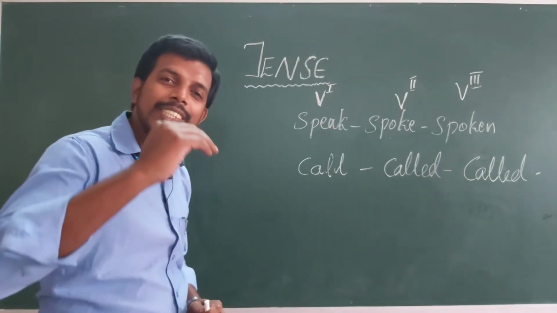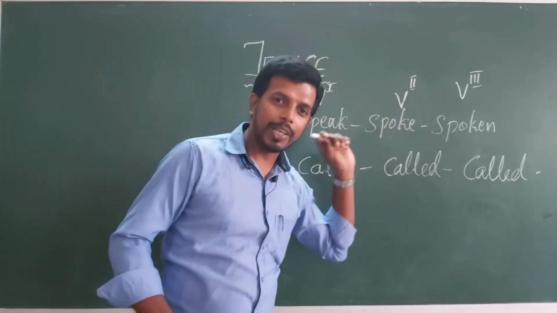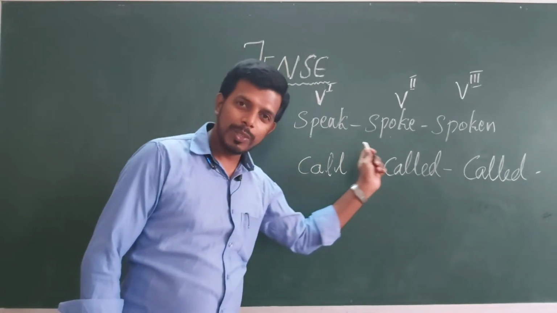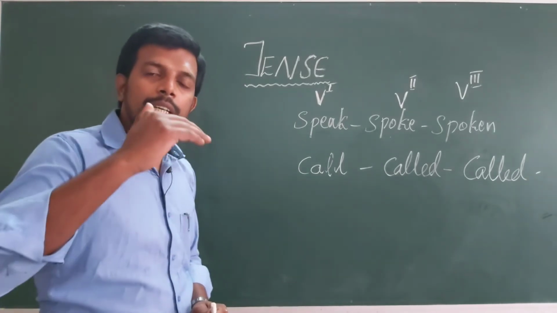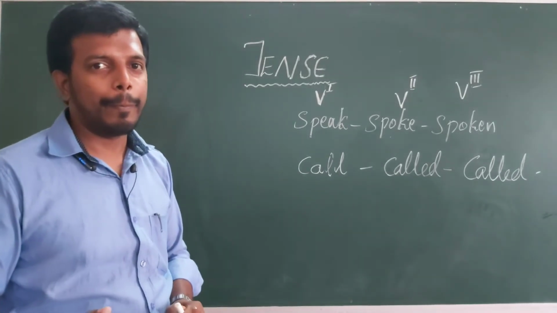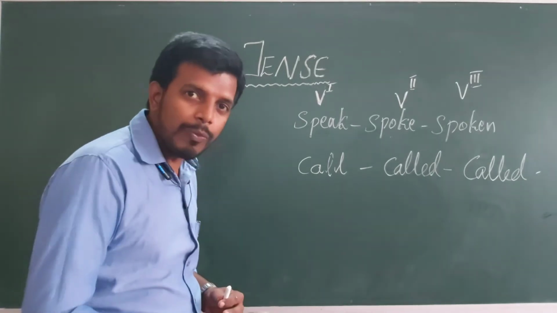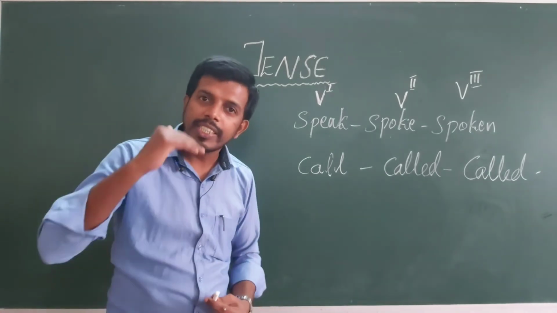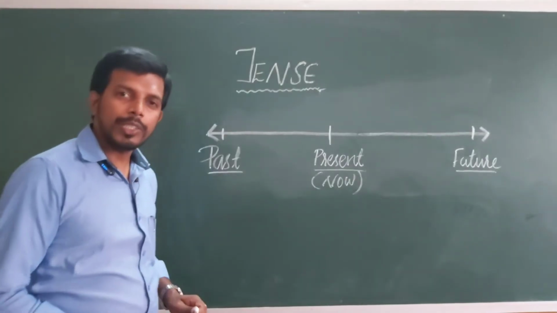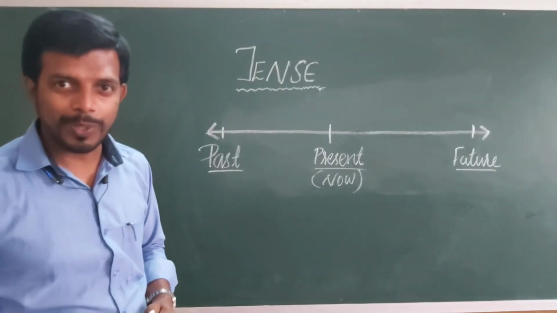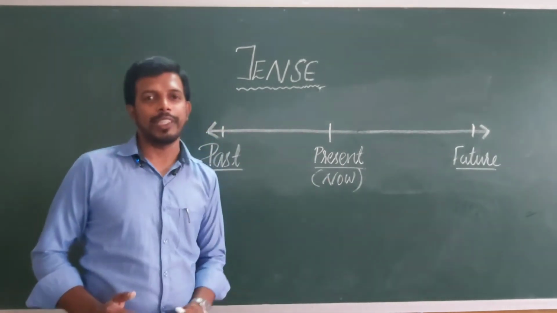Verbs change their forms, like speak, spoke, spoken, or call, called, called, etc., to denote time. The way in which these verbs change to denote time is called tense. In the English language, there are three broad categories of tenses: past tense, present tense, and future tense.